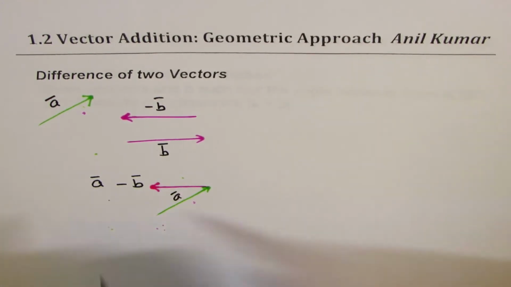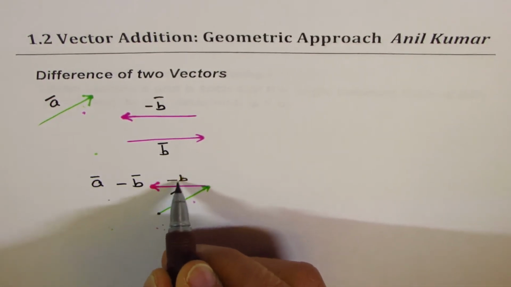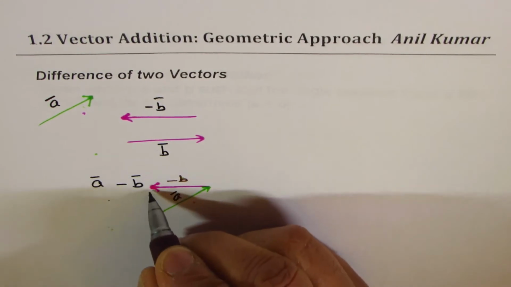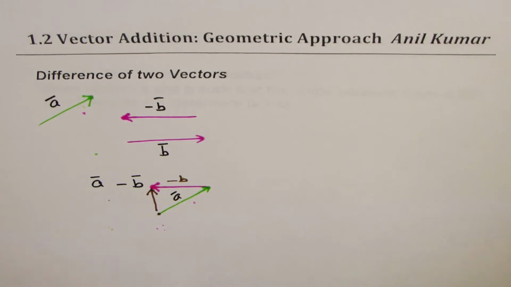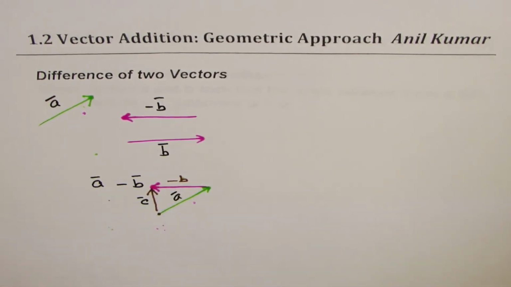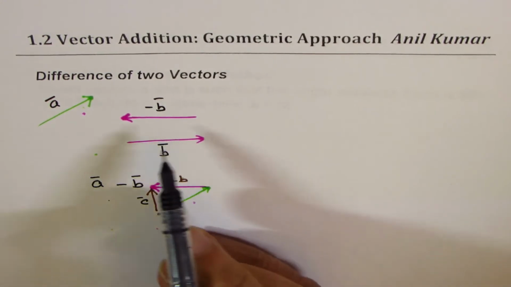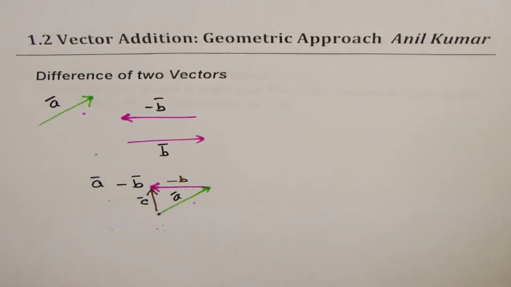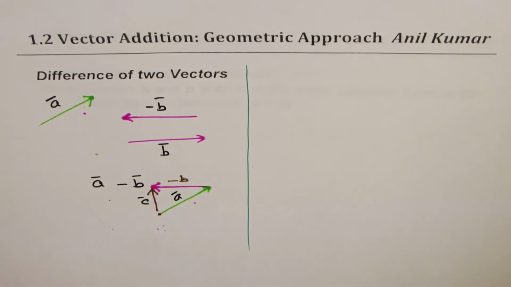Starting from this position, that is A, this is minus B, ending there will result in the vector C, which represents A minus B. Is that clear to you? Right. So that is the difference of vectors. We kind of made a triangle to show this particular situation. Now let me take another example where I will use a parallelogram.